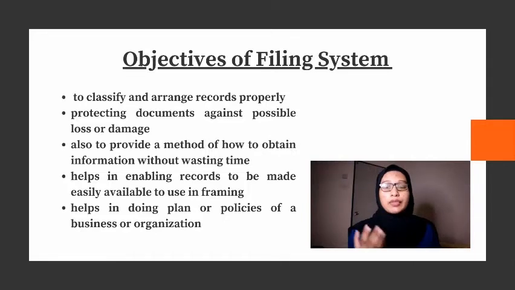Another objective of the filing system is also to provide a method of how to obtain information without wasting time. A proper filing system can help reduce the amount of time needed to find specific information or records when it is needed. Also, the last one would be that the filing system helps in enabling records to be made easily available to use for framing and helps in doing plans or policies of a business or organization.